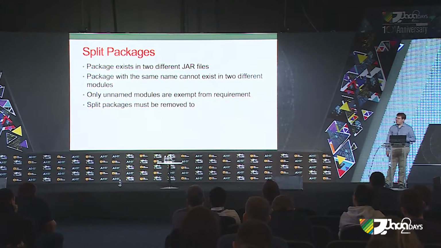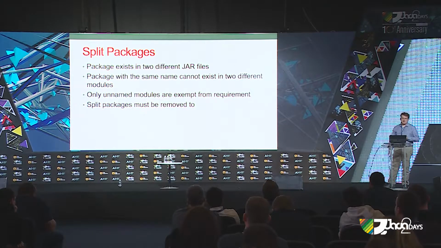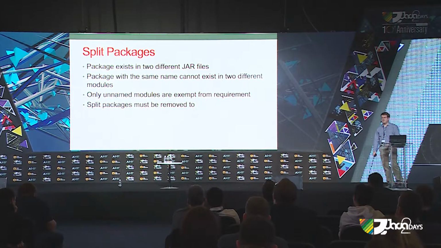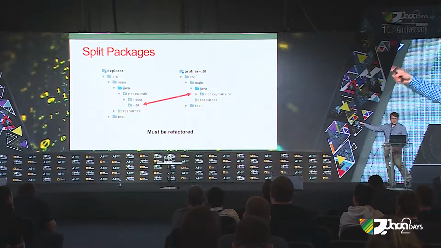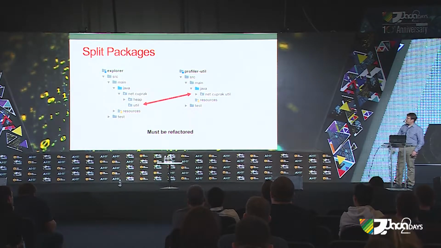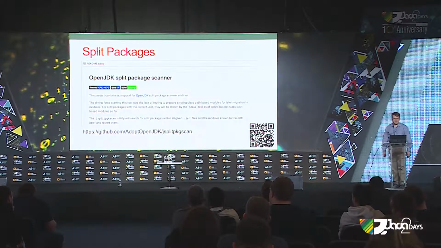In addition, as I've mentioned multiple times already, you can't have split packages, so you can't have the same package existing in two different jars, even if it is not public, even if you're not exposing it. So you're going to have to refactor the code and either move code around in order to address this concern. Refactor the packages or move the code, one or the other. In this case right here, you can see I've got Explorer, Profiler, Util. Both of them have this util package. There's going to have to be some refactoring done in order to handle this.